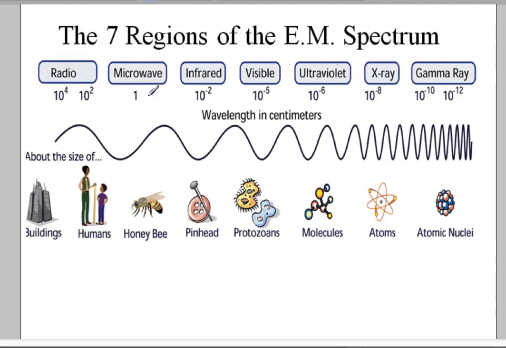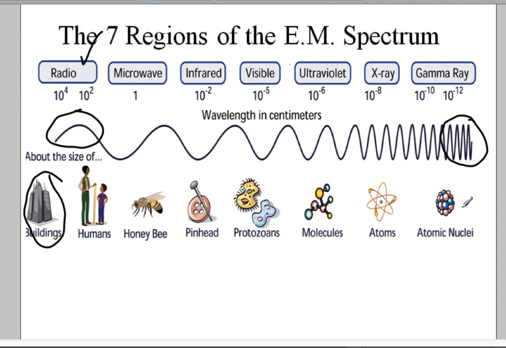So when we go through here, the other thing you're expected to know in chemistry is the 7 regions of the electromagnetic spectrum. We have radio waves, which have the largest wavelength, all the way to gamma rays, which have the shortest wavelength, but the highest frequency. Basically radio waves are huge. They're about the size of buildings when we talk in a human-centric view. Whereas gamma rays are super small. Their wavelength is small. They're about the size of atomic nuclei, but they're very powerful.